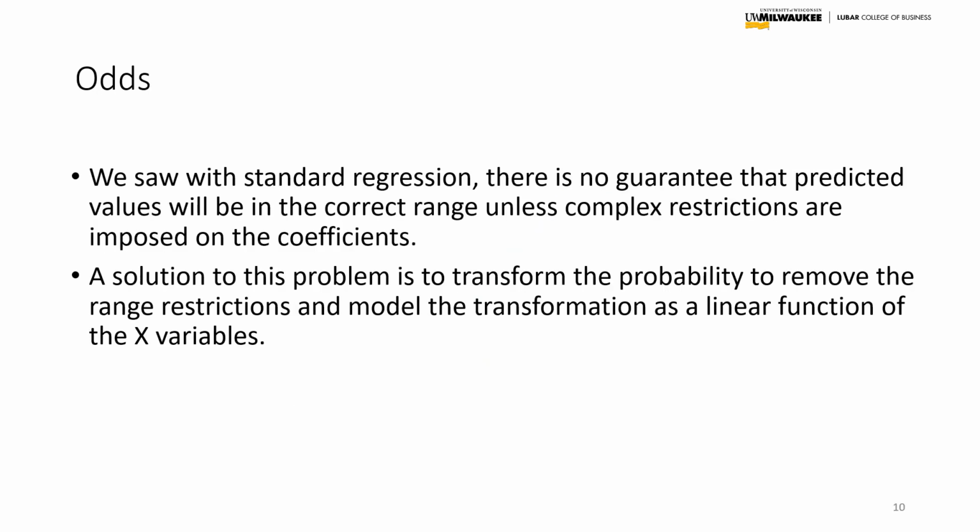So we saw with standard regression, there's no guarantee that the predicted values will be in the correct range, namely between 0 and 1, unless complex restrictions are imposed somehow on the coefficients. A solution to this problem turns out to be to transform the probability to remove these range restrictions and model the transformation as a linear function of x variables. Now that sounds complicated. Let's try to demonstrate what I'm talking about.